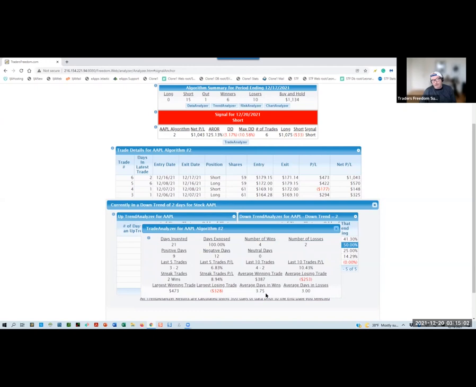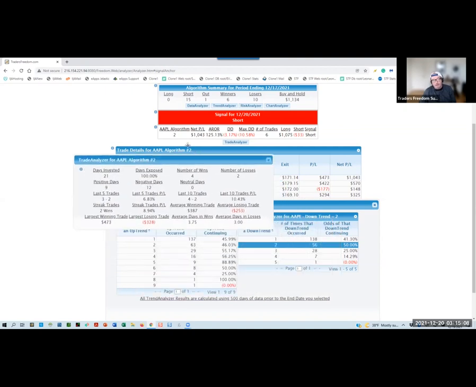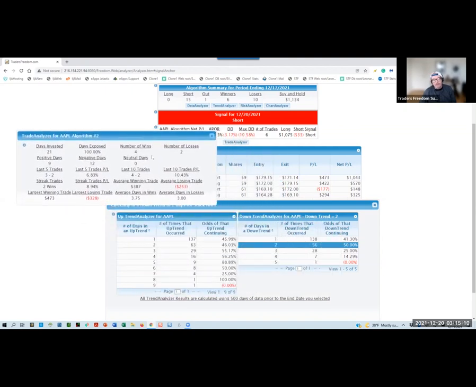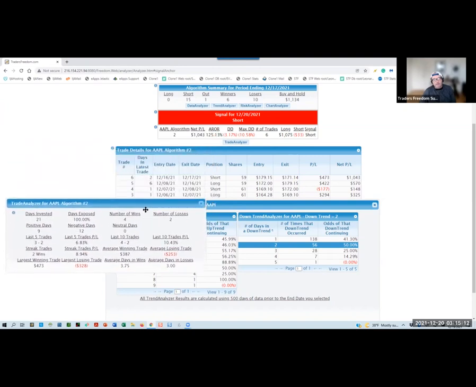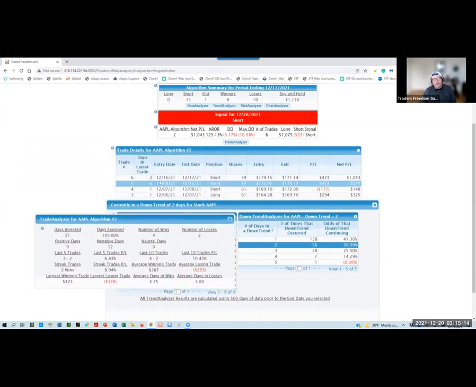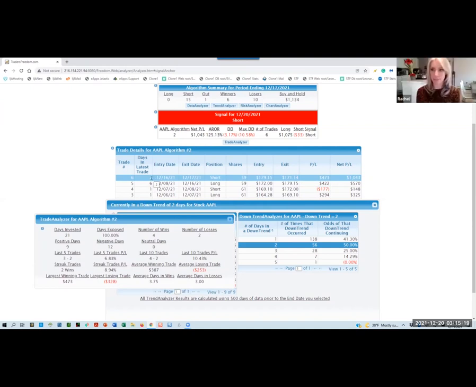The average number of days in a win is 375. So this would be the 3rd day. It's almost at that average number of days. So this might be a compelling reason for you to say, all right, it's too late for me to get into this because it's already 2 days long. I'll wait for the next long trade. Wait for the next flip.